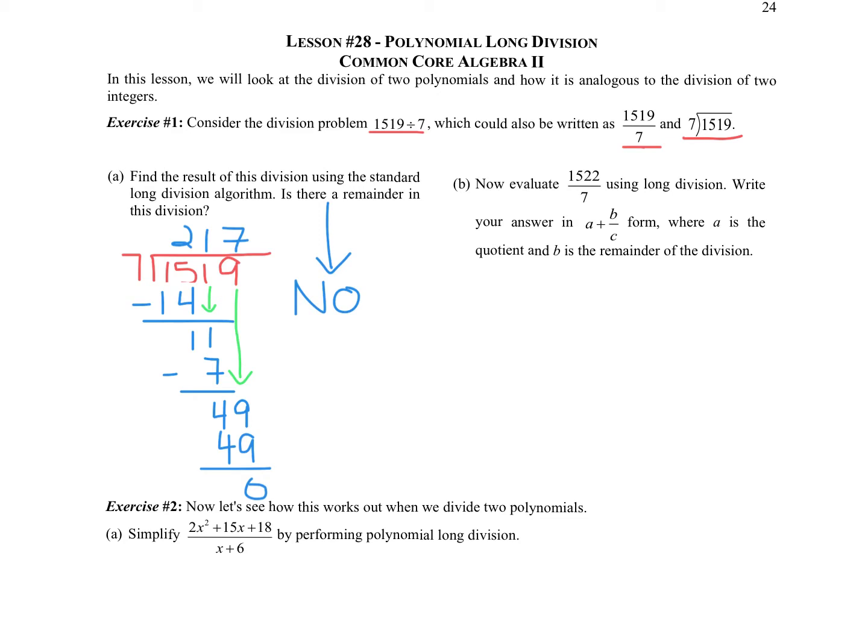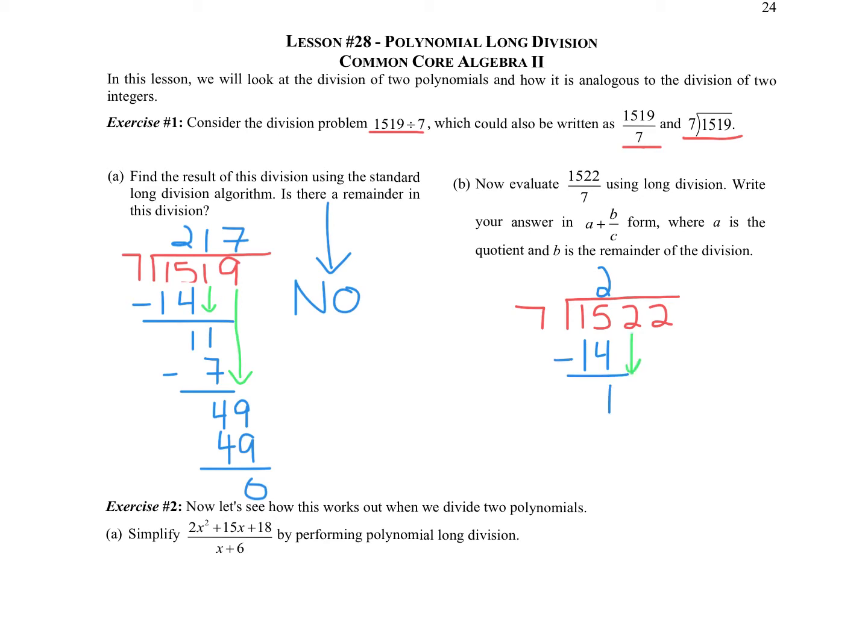So looking at the next one, now it says evaluate 1,522 divided by 7 using long division. And we're going to write our answer in a different type of form. So we should notice that 1,522 is only 3 bigger than 1,519. So this problem is going to look really similar. But we're going to have a remainder at the end. So I'm just going to do the parts we've already done kind of quickly. 7 goes into 15 2 times. We subtract and get a 1.